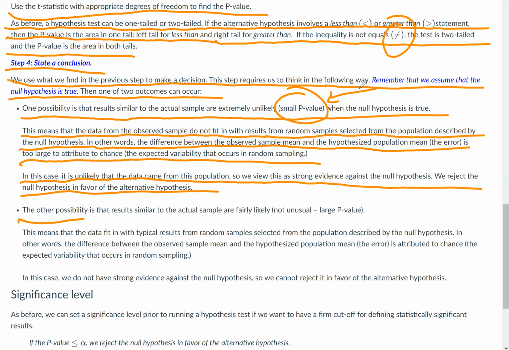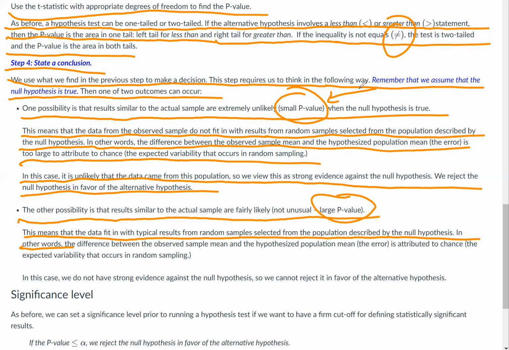The other one is that results similar to the actual sample are fairly likely. They're not unusual. Large p-values. That means they could be a little smaller than mu, they could be a little larger than mu, but they're in the realm of possibility. This means that the data fit in with the typical results from random samples selected from the population described by the null hypothesis.